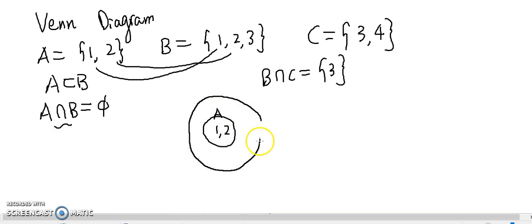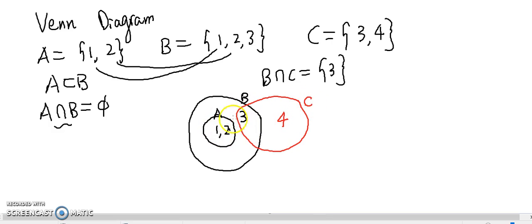And make sure this entire circle is contained in B. So when we draw it, because 1 and 2 is all that A has, it's completely included in B. So we're going to put a 3 here. That's set B. And for set C, it has the element of 3. And it also has an extra element 4, so we have to draw a bigger circle so we can put 4 on the right side, but not inside B. So that's our set C.